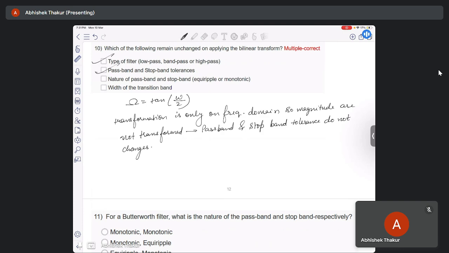Also the nature of the pass band and stop band do not change. And as the frequency axis is transformed, the width of the transition band will change. So the width of the transition band will only change. The remaining other three options will not change. Why? Because only the frequency axis is transformed.